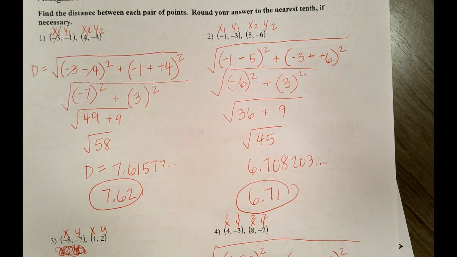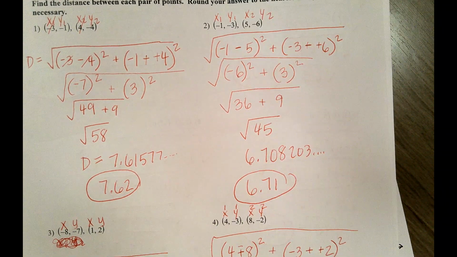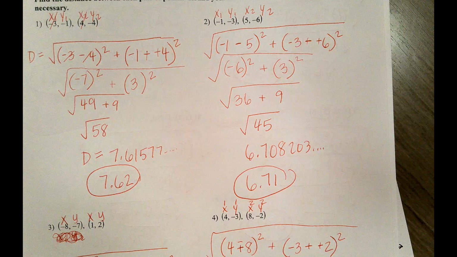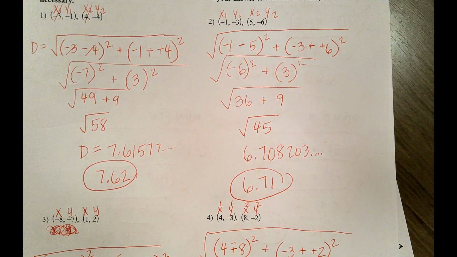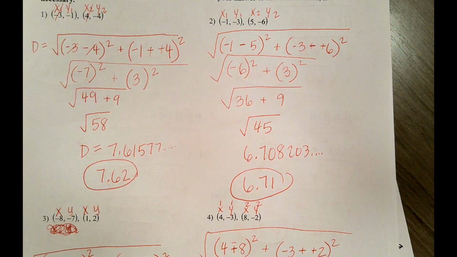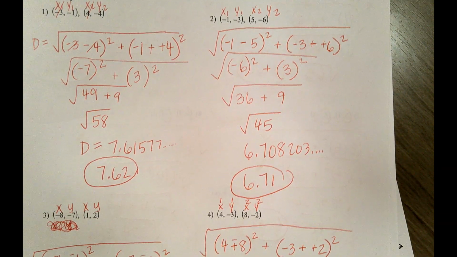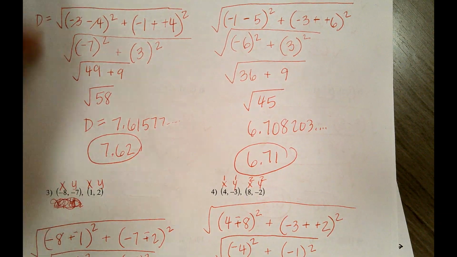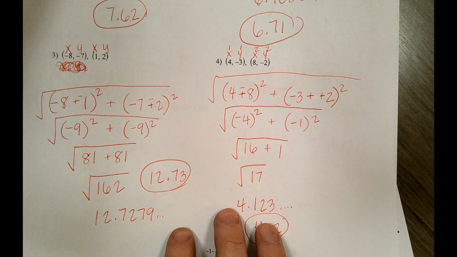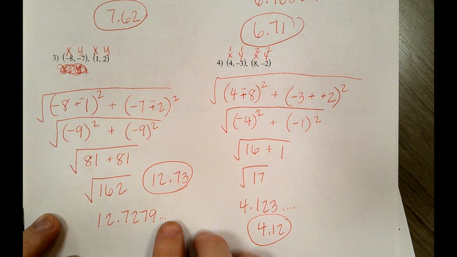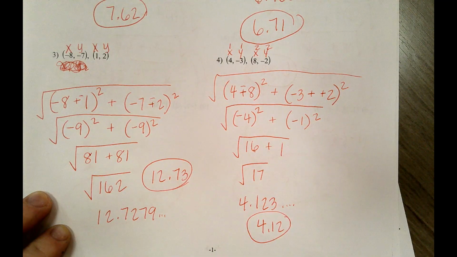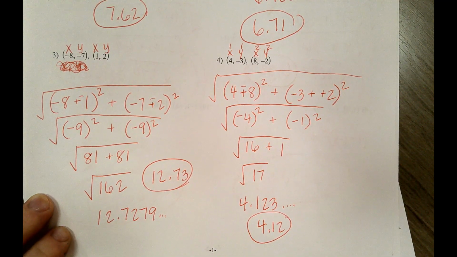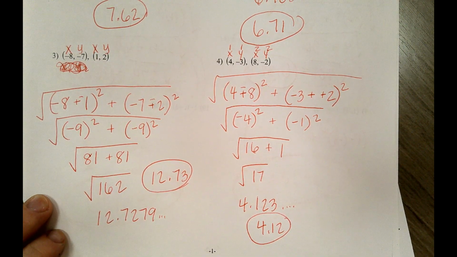So for number 1, I got a distance of approximately 7.62. Number 2, I got approximately 7.61, or 6.71. Sorry, guys. Dyslexia. And for number 3, I got 12.73. Number 4, I got 4.12.